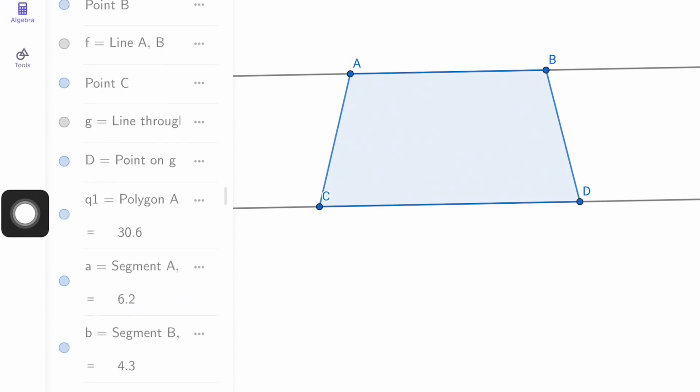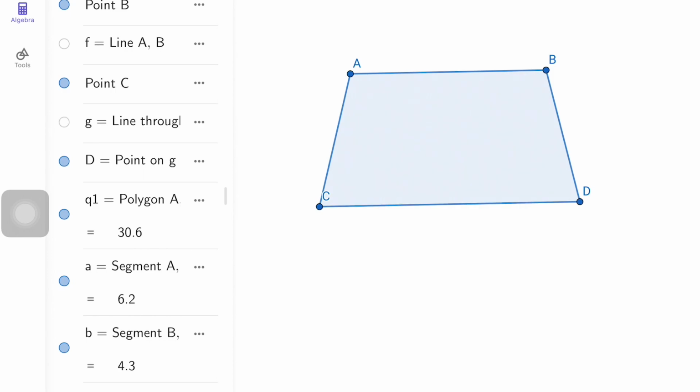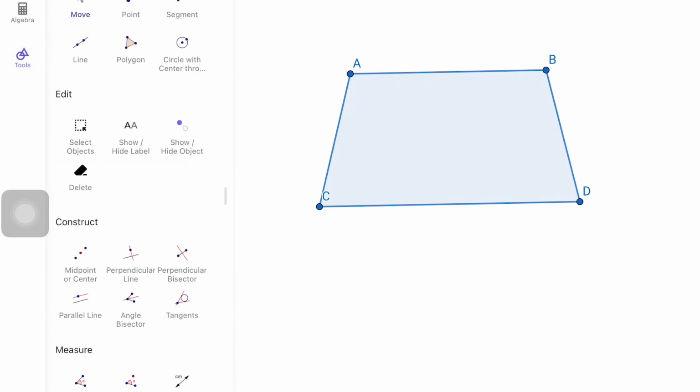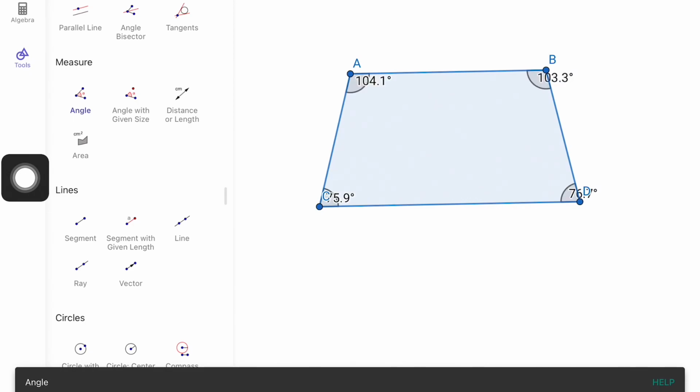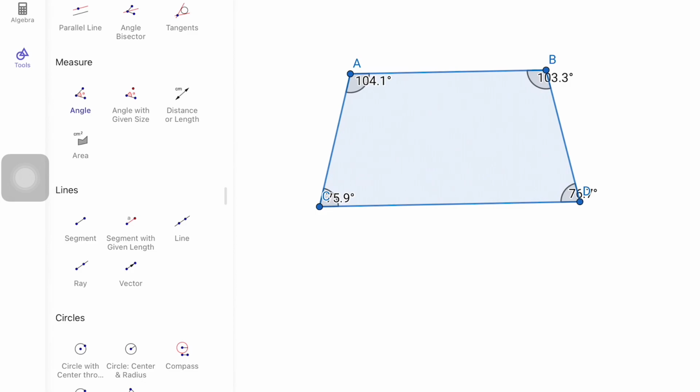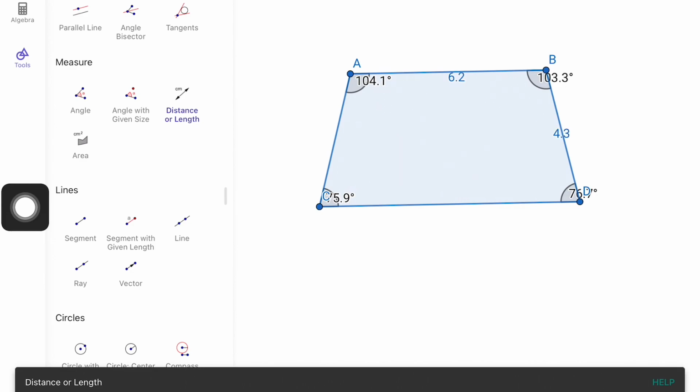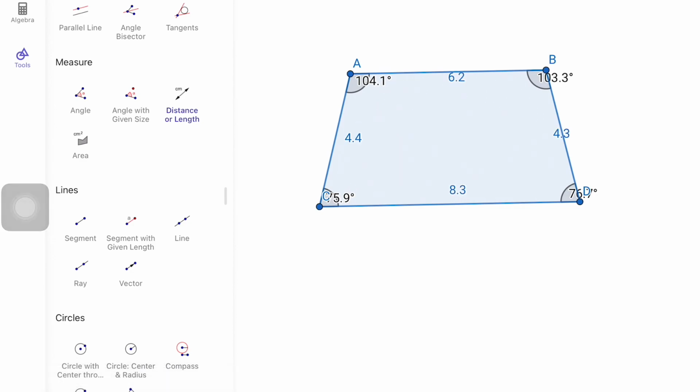Okay? Now I want you to go to algebra, and you're going to hide those 2 lines by tapping the gray circles. Now go back to tools. Scroll down to measure, and I want you to choose angle. Tap the center of the trapezoid, and all your angles are labeled for you. Then I want you to choose distance or length, and you're going to tap each side of the trapezoid, and it will tell you how long each side is.